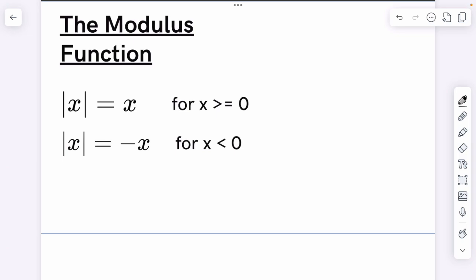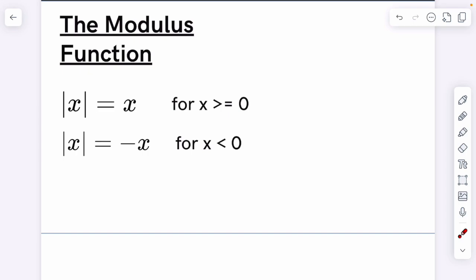Starting off here, we're going to look at the modulus function. So what is the modulus function? Very simple. It's basically just the absolute value of x. That's what these bars mean here. And so if x is greater than or equal to 0, it makes sense that the absolute value of 4 is going to equal 4, because 4 is bigger than 0, right?